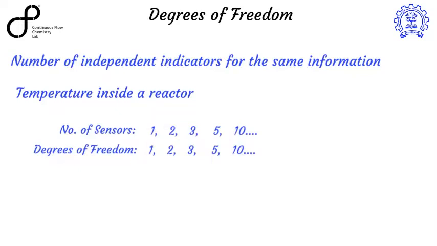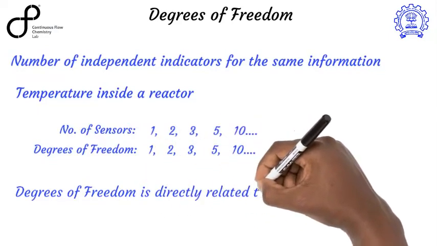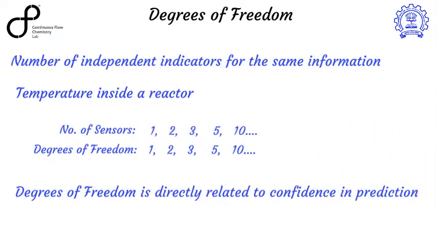What do you think, how your confidence changes with number of sensors? I am sure you all agree that your confidence level in predicting the temperature inside the reactor increases with increasing number of sensors. Therefore, degrees of freedom is directly related to confidence in our predictions. Higher is the degrees of freedom for a given prediction, more confident we are.